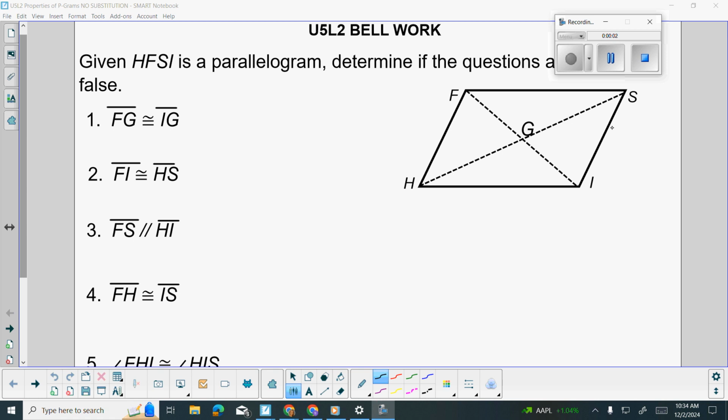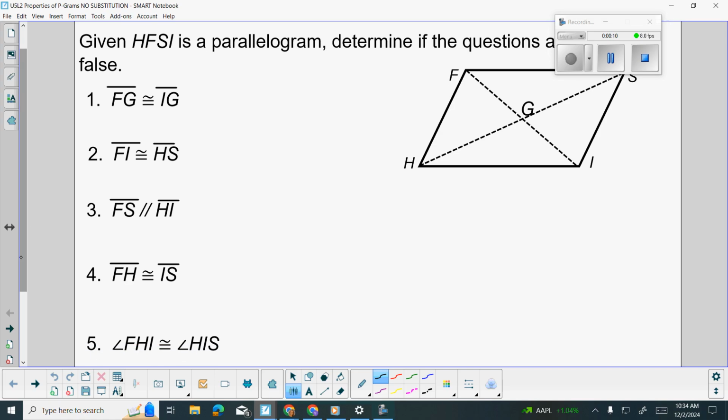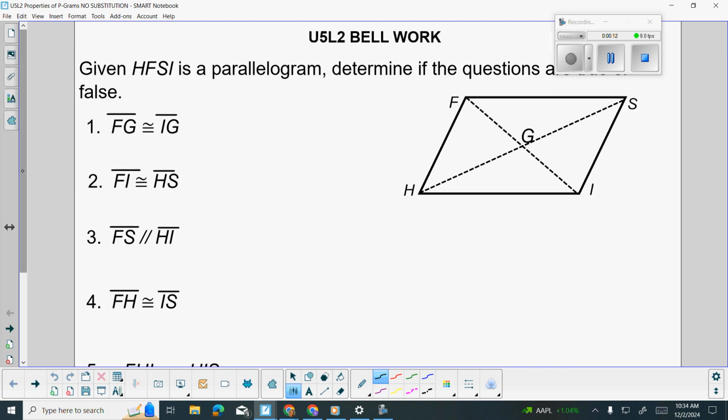This is Unit 5, Lesson 2, Properties of Parallelograms. After watching Mr. Gilbertson's video and completing the bell work, here are the answers to your bell work. FG is congruent to IH. FG is congruent to IH is true because in a parallelogram, diagonals bisect each other.